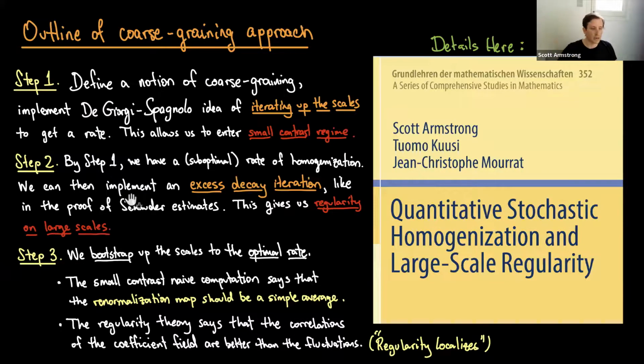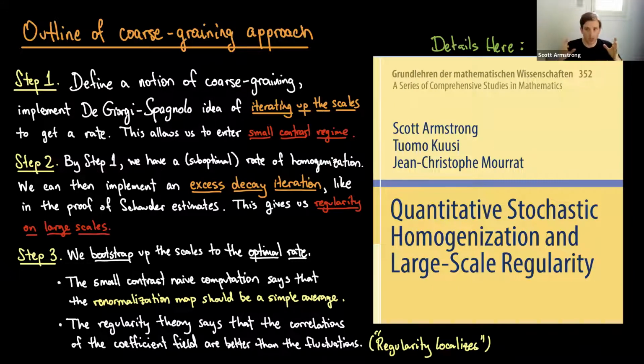And then step 3, which was at the time the hard part, was the thing we developed with Tuomo and Jean-Christophe, where we, quote, linearize the noise and iterate to infinity, okay? And the basic idea is this, if you want to think about the renormalization map.